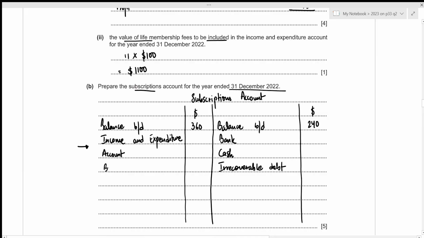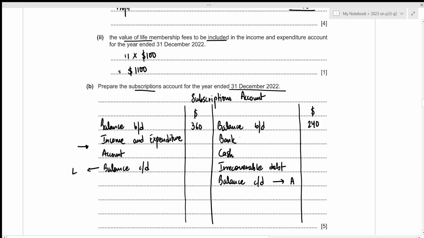Then we will include the closing balances on both sides. The closing balance on the debit side again represents liability, which means the prepayment or subscriptions in advance. And the closing balance on the credit side will represent our asset, which means the subscription in arrears.